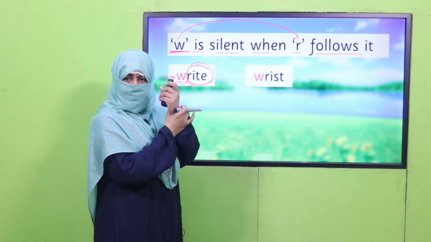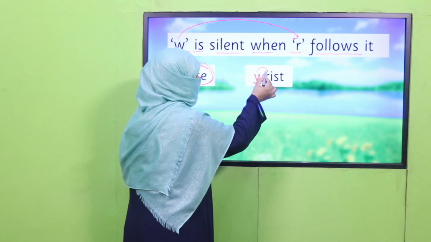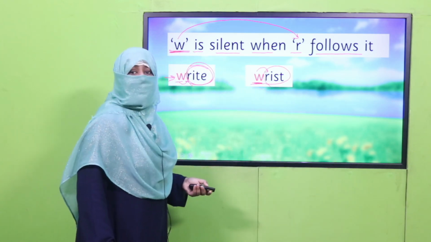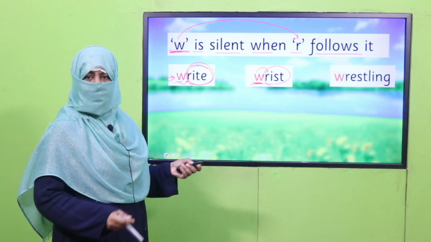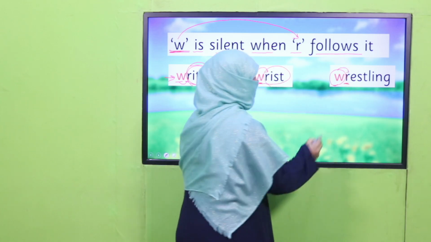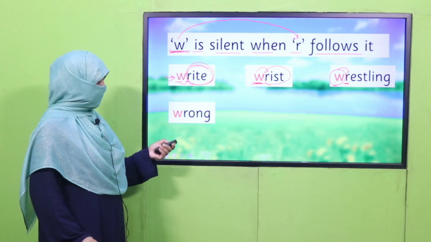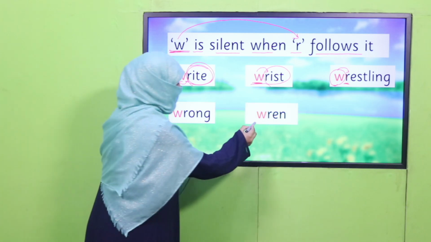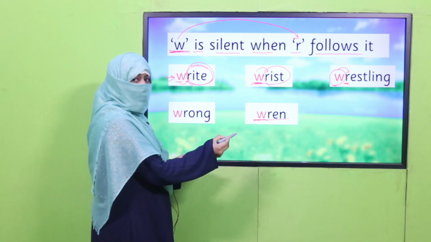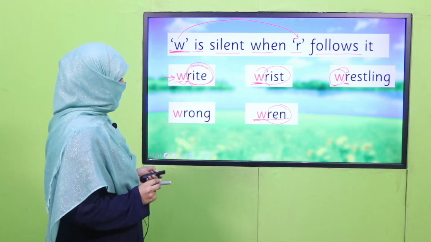Wrist, you know, this wrist. So this wrist, again, W is followed by R. That's why we will say wrist, and this W is silent. Wrestling, it's a game, you know. So wrestling, this W is silent because there is R after this W. Likewise, wrong. Wren, it's a beautiful bird, wren. So it's written with W, but it's uttered with R, wren.